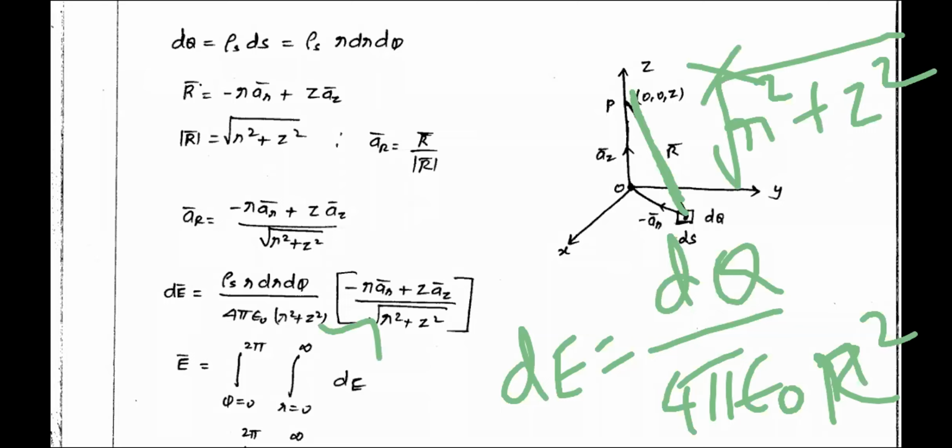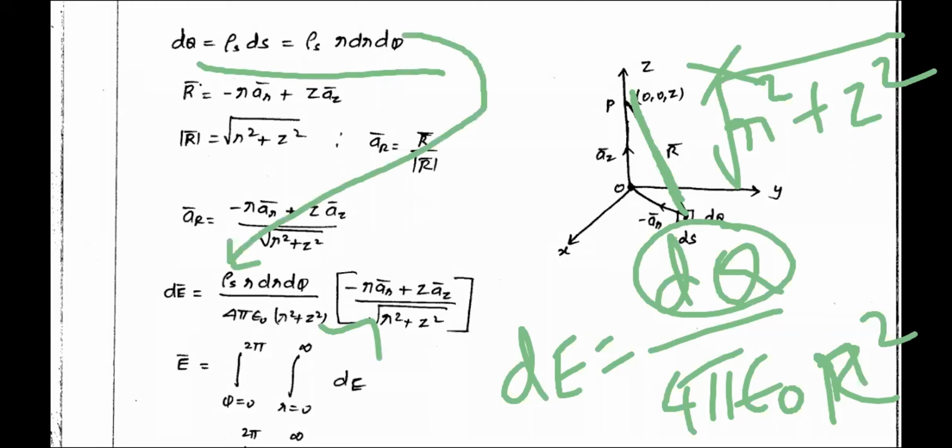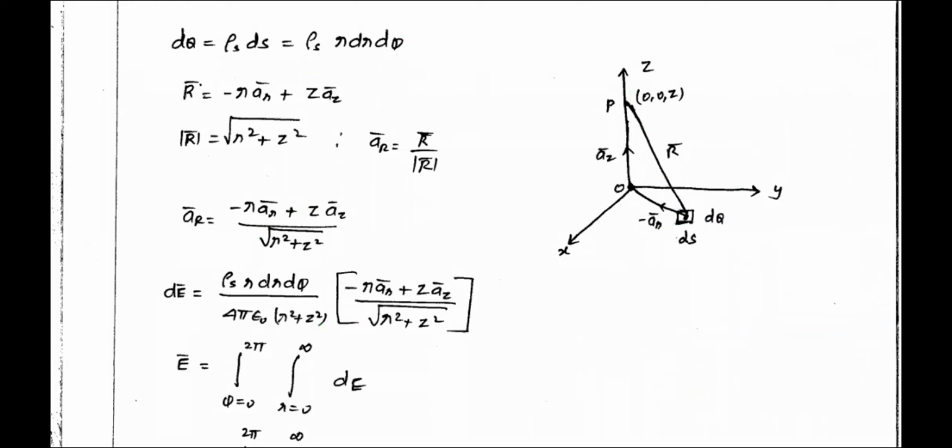Then instead of dQ, you can replace with this one. Already you have calculated what is dQ, rho S R dR d phi. Anyway, I told you, you have to put a proper vector direction here. So I should know what is the unit vector in that direction. I just have to replace that unit vector with this value. Now this is the differential electric field due to some elemental surface.